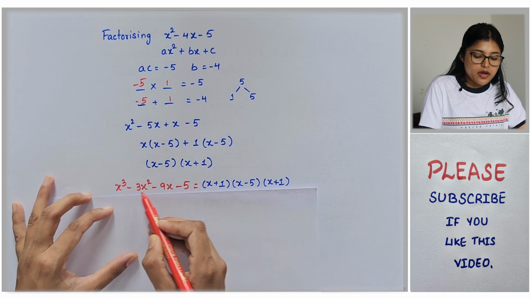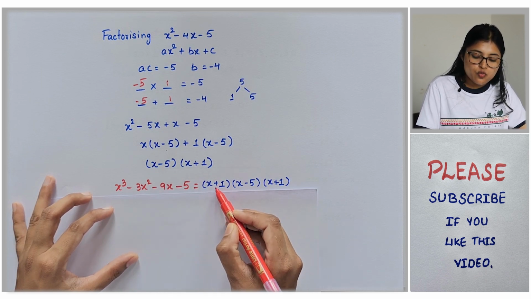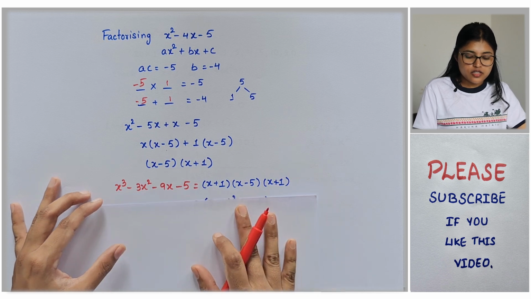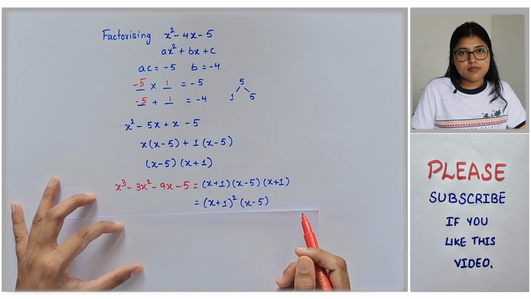So x cube minus 3x square minus 9x minus 5 can be written as x plus 1 into x minus 5 into x plus 1, which can be written as x plus 1 whole square into x minus 5.